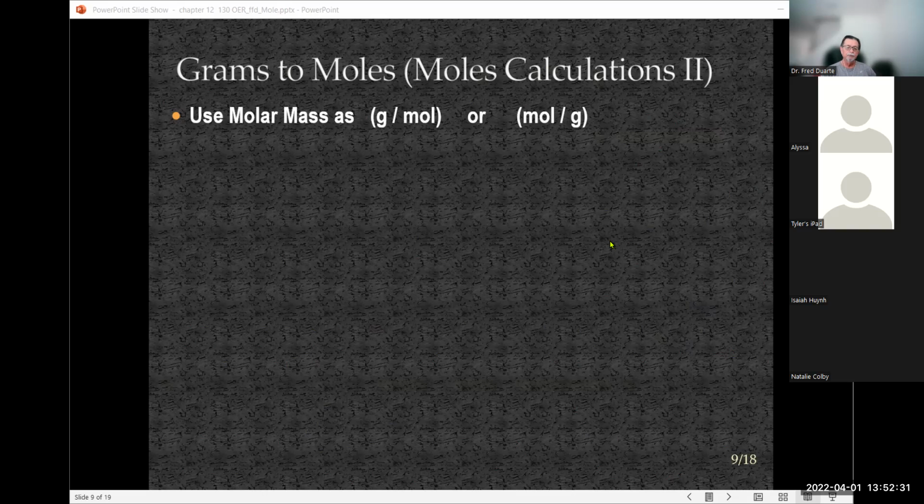So think about this now. Take one more step. If the molar mass is either written as grams per mole or moles per gram, we should be able to do calculations. If we start with moles, I can move to grams. And guess what? If we start with grams, I can move back to moles. Back and forth, okay? Back and forth.